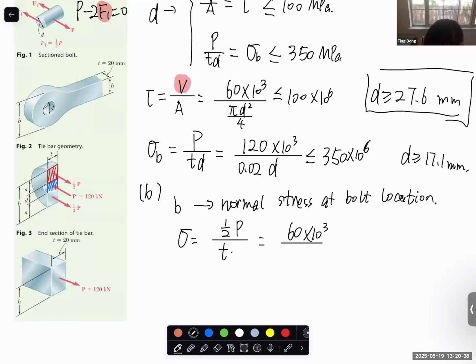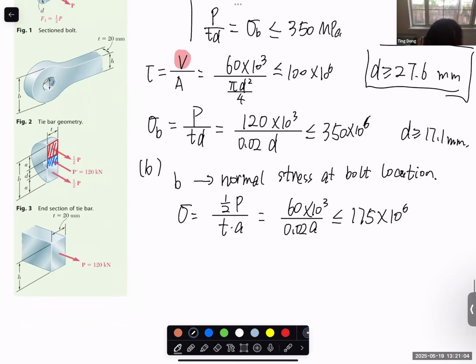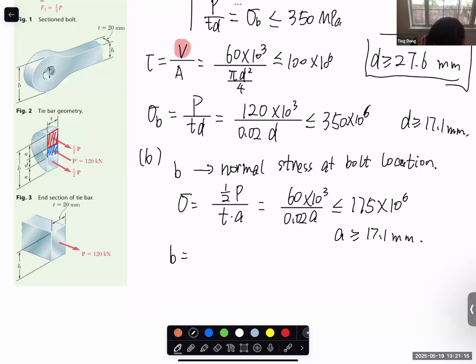Area is T times A. And in the end, B should be equal to double A plus D, right? Let's calculate A first. T is 20 millimeter times A. So this should be smaller or equal to 175 megapascal. And we calculate A should be greater than... So now the B dimension should be equal to double A plus D.